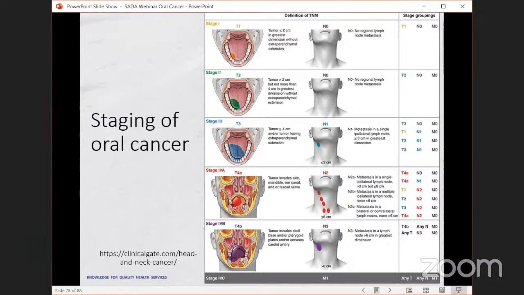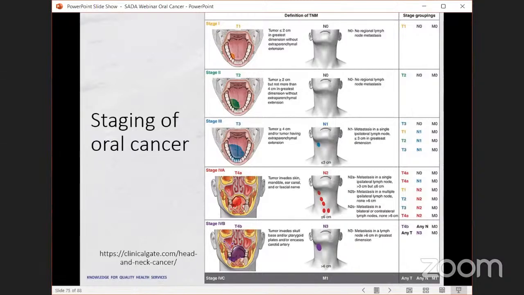In stage 3, it becomes a little bit more tricky. The tumor is larger than 4 centimeters, or it is any tumor with a depth of invasion greater than 10 millimeters. The cancer has not metastasized. Or the tumor is any size, but has not invaded nearby structures of the oral cavity, and there is cancer in a single lymph node on the same side as the primary tumor, and the cancer is 3 centimeters or smaller.